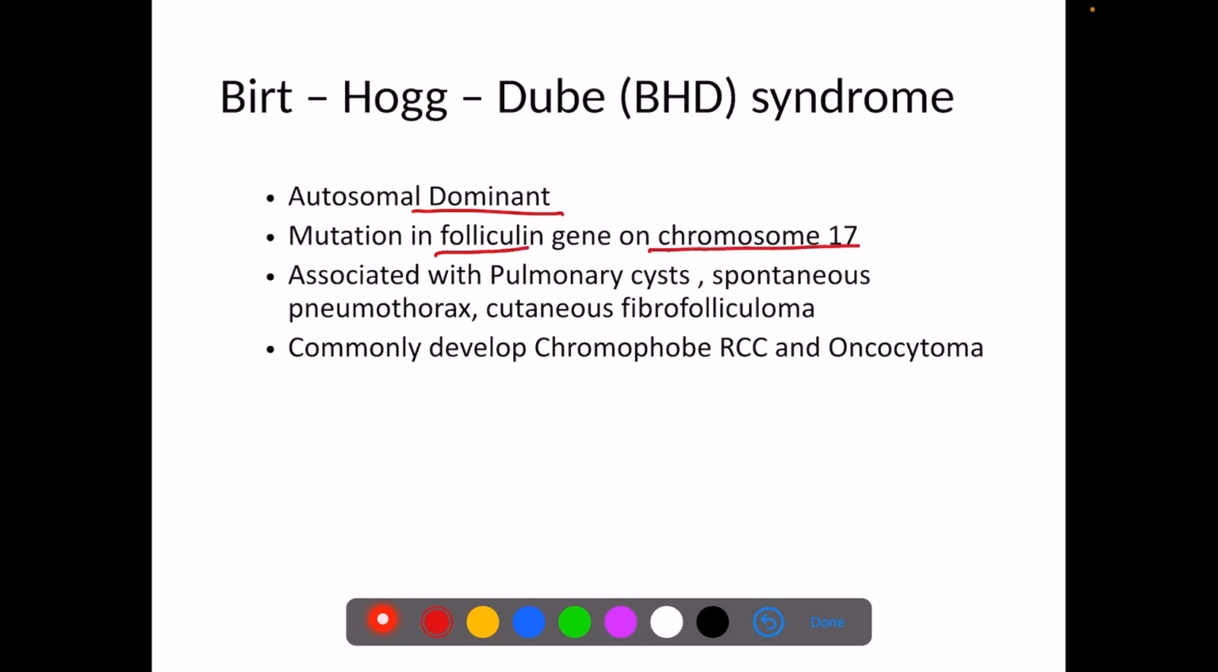It is associated with pulmonary cysts, spontaneous pneumothorax, and cutaneous fibrofolliculoma. So these patients commonly develop chromophobe RCC and oncocytoma.